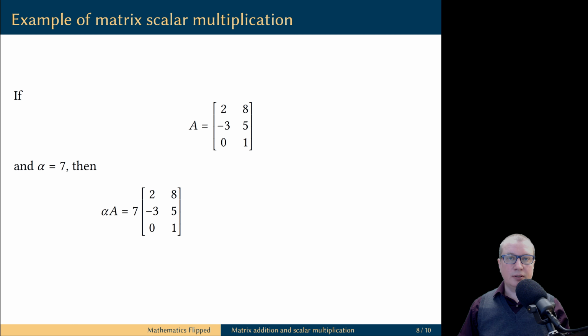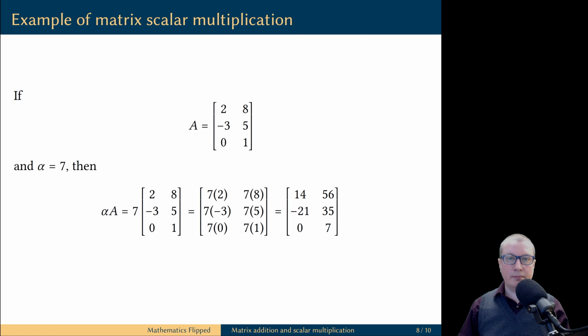Here is an example of a matrix scalar multiplication. We have a matrix of size 3 by 2, and let's take a scalar, let's say equal to 7. So we are going to scale this matrix by 7. For this, we simply scale every entry in the matrix by this same number. And this is the result of a scalar multiple. As you see, it results in the same size matrix as the original matrix.